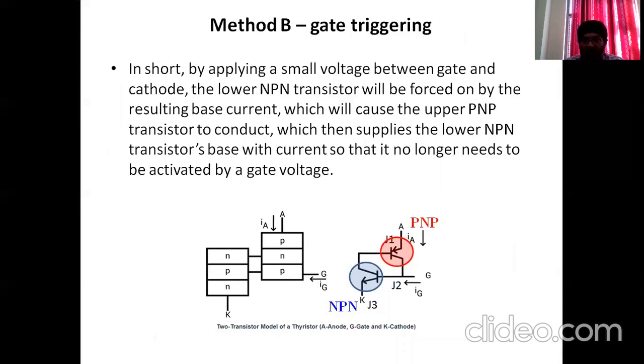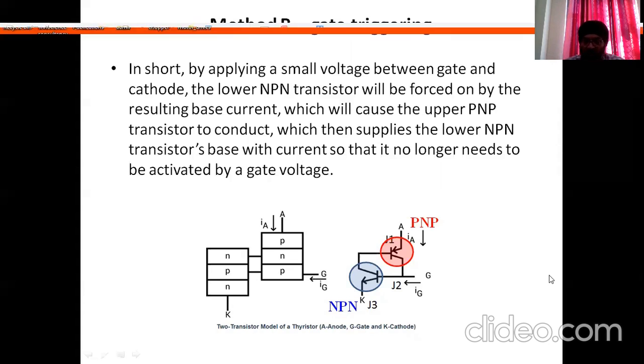So in short, a small voltage between gate and cathode is applied, turning on this NPN transistor, which in turn will turn on the PNP transistor. And now these two transistors will continue to flow this current in a loop as long as this anode and cathode are connected. So it no longer needs gate voltage over here.